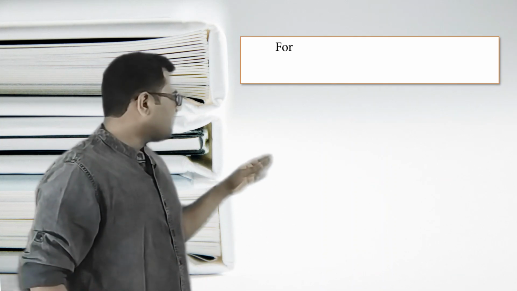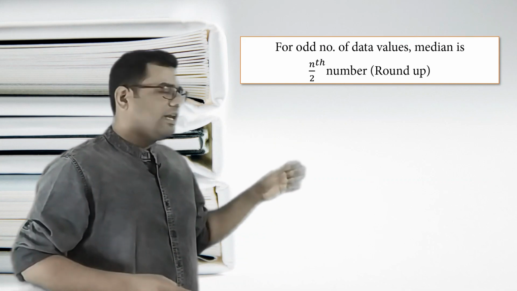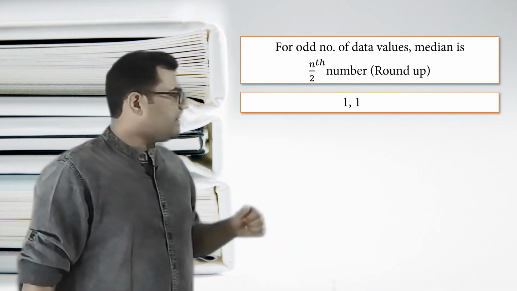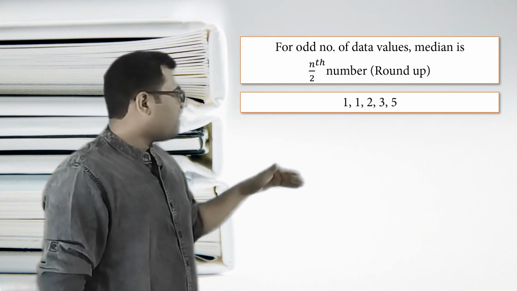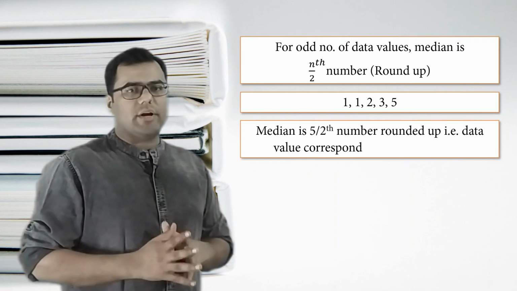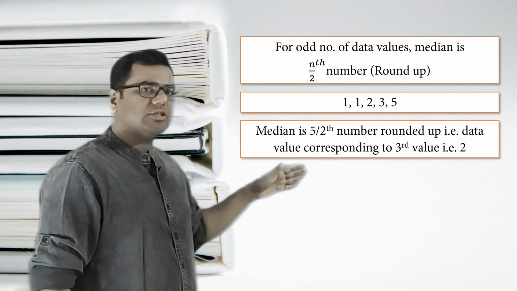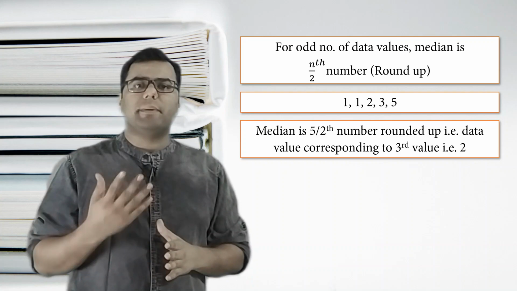Now we can also deduce a general formula for the median. If there are an odd number of data values in a data set, then our median shall be the n by 2th number, and you round it up to the next number. In our earlier example, there were a total of 5 data values, that is an odd number. So our median shall be the n by 2th number, and we round it up. n by 2 is 2.5, so 2.5 we round up to the next number, which comes out to 3. So the data corresponding to the third number shall be our median value.